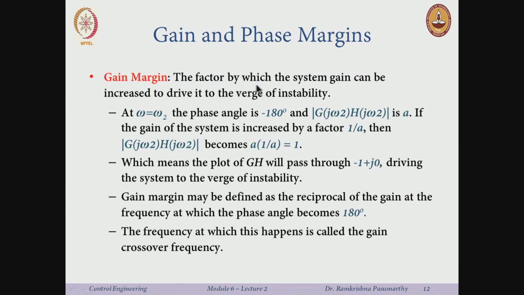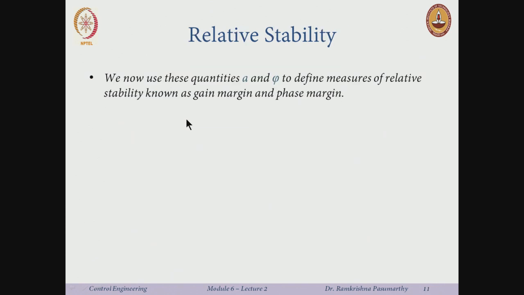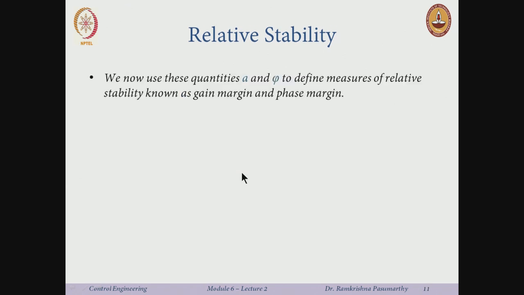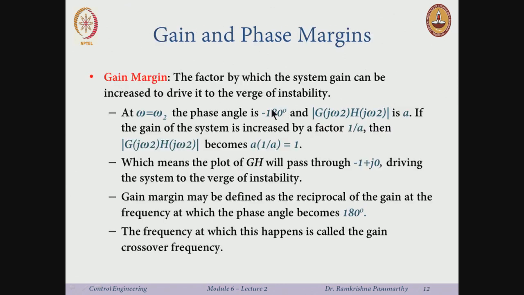This is the factor by which the system gain can be increased to drive it to the verge of instability. Slowly we will try to understand. At omega equal to omega 2, what is the phase angle? The phase angle is minus 180 degrees, and the magnitude of G times H is A.